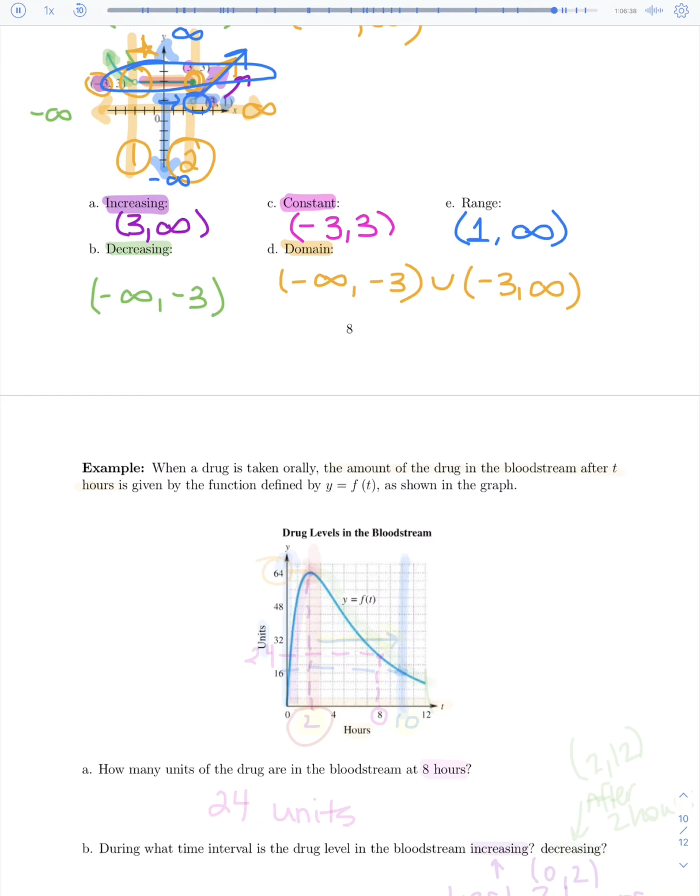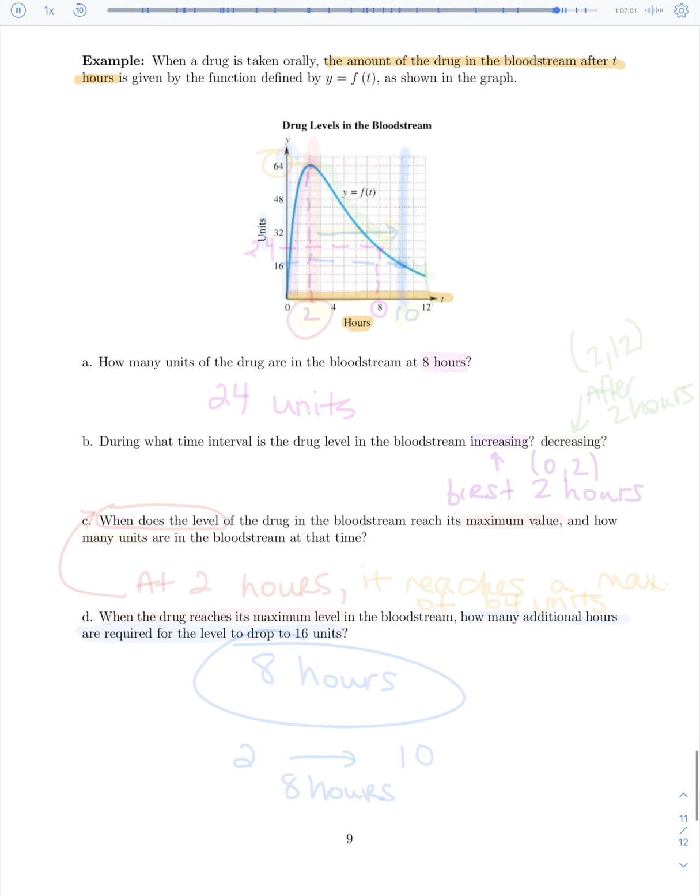Let's take a look at this next example. When a drug is taken orally, the amount of drug in the bloodstream after T hours. So the first thing that we're looking at is the amount of the drug in the bloodstream after T hours. That's what's going along the x-axis, how many hours, but we're calling it T, and it's in hours. Okay, the next thing we're going to look at, going along the y-axis, is how much of the actual drug is in your bloodstream, which is going to be in, let's see, they didn't tell us what kind of units, they just said units.